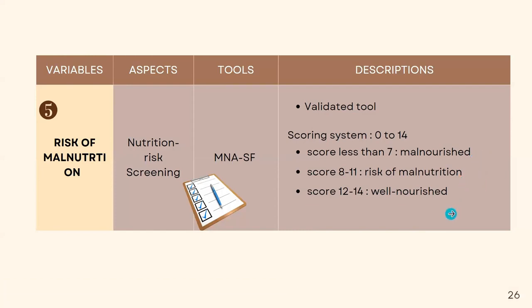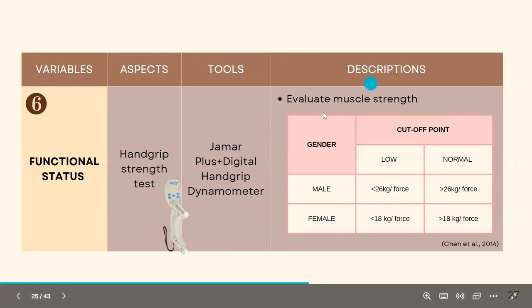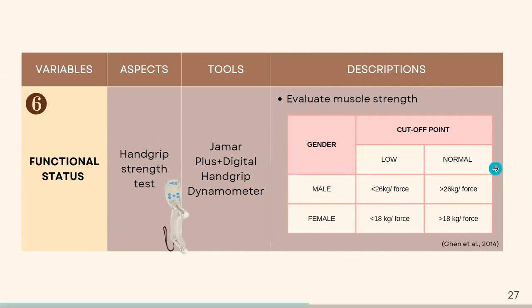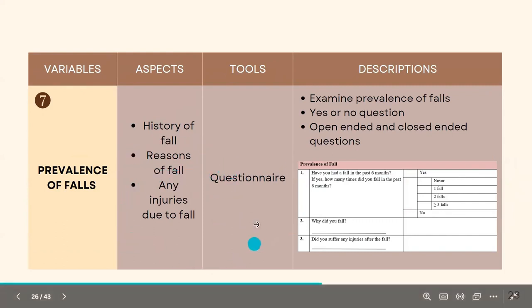and well-nourished. For functional status, we assessed it using hand grip strength, with the JAMAR Plus digital hand grip dynamometer, and we used this cutoff point to classify the ability of the muscle strength. And then for prevalence of falls, we assessed the history of falls for the past 6 months. We assessed the reason for falls and any injury due to falls.